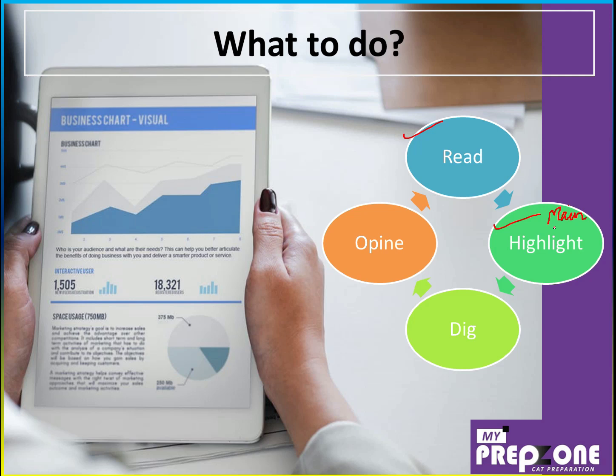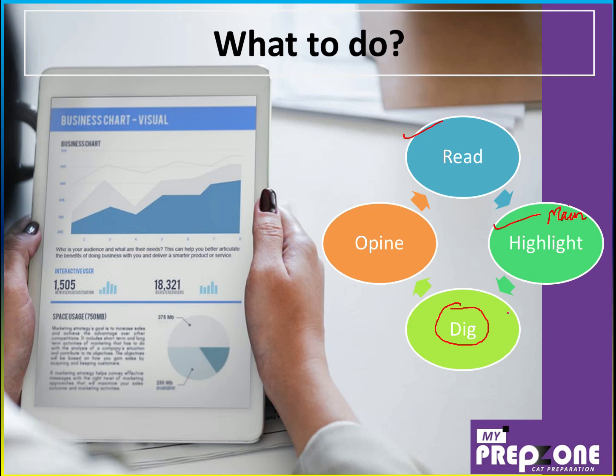How does it matter? So there are many things that you may highlight, and you also need to highlight a lot of things because the editorial that you are reading might be coming from a historical background. And unless you know about that, how will you be able to make an opinion on it? And this is where dig comes into the picture.